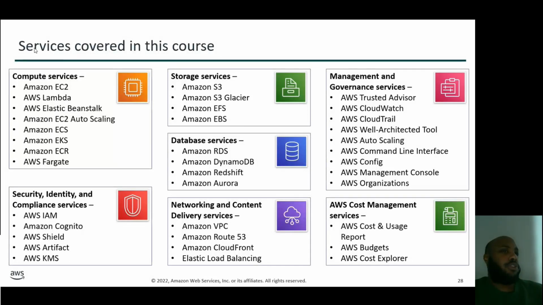So under the compute service, we're going to look at EC2, Lambda, Elastic Beanstalk, and then we will have auto scaling groups. We're going to see ECS, EKS, ECR, which is the container registry, and Fargate. We'll look at all of those.